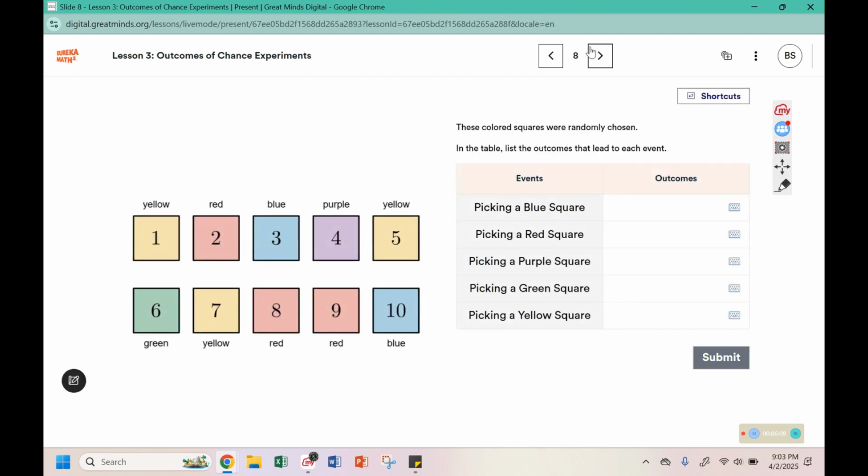These colored squares were randomly chosen. In the table, list the outcomes that led to each event. For the blue squares, this was 3 and 10. For the red square, 2, 8, and 9. For the purple square, 4. The green square was 6. And the yellow square is a 1, a 5, and a 7.